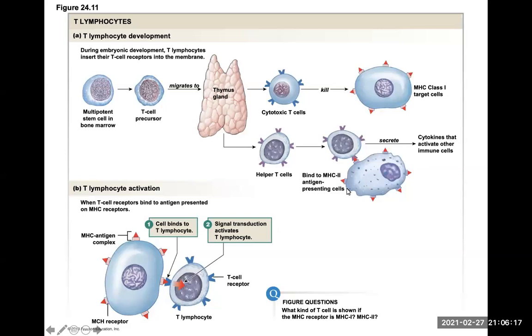Main function number two is that your immune system is going to remove dead or damaged cells. So we have macrophages that are going to patrol the body and gobble up anything old, dead, or dying.